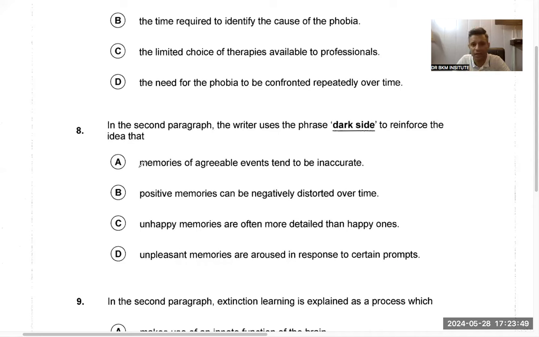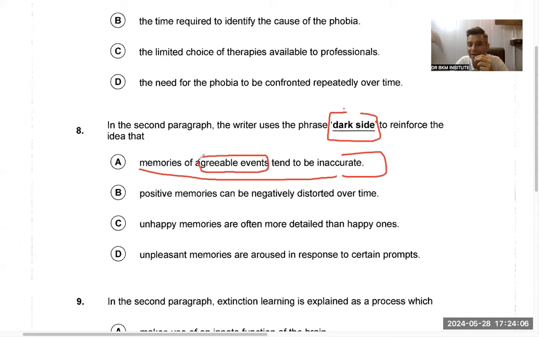Okay, let's see. Memories of agreeable events tend to be inaccurate. Please understand, now you are learning a very special thing again. The tone of the question was negative, dark side. You know, dark is always negative. Memories of agreeable events, meaning happy events, are inaccurate. He said happy events become more happy. So it cannot be the dark side of the brain. If happy memories become more idealized, they become better, then it is not a dark side. It is a positive side of the brain. So positive cannot be my answer.